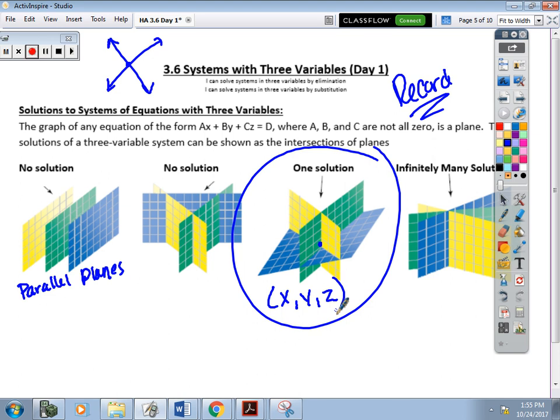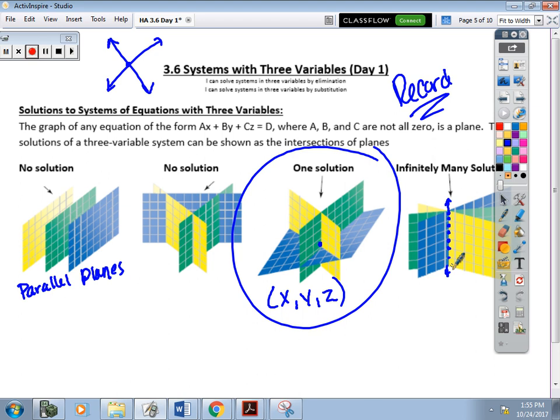Here is an example where you would have infinitely many solutions. You can see that all three of these intersect at all of these points. And technically, remember, planes go on forever, so that would be a line where they all intersect. So technically, you get infinitely many. But I would say 99% of the time, we're going to be getting one solution to these.